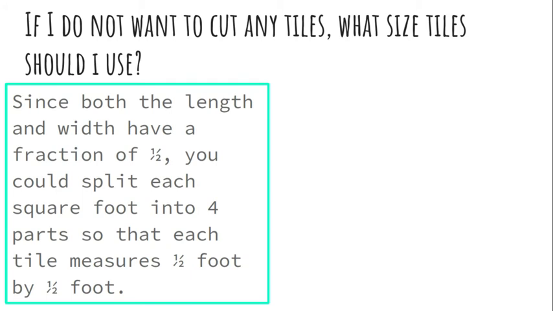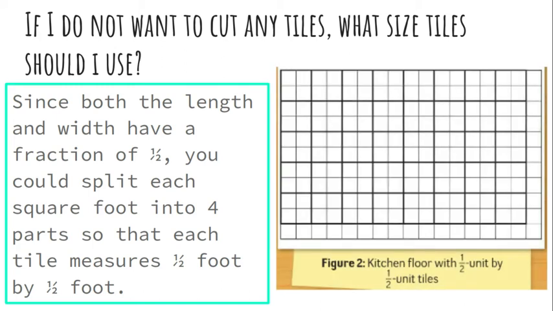Since both the length and width have a fraction of 1/2, you could split each square foot into 4 parts so that each tile measures 1/2 foot by 1/2 foot. If you take each square foot and split it into 4 parts, your kitchen floor would then look like this. This includes smaller tiles if you wanted to use tiles that are not 1 square foot each.